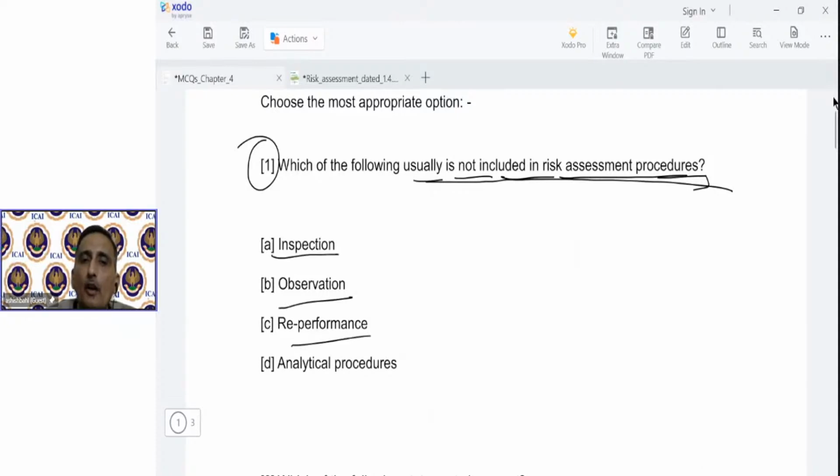I presume that you would be remembering the meaning of all these 4 terms. So inspection. So go by elimination round. Inspection, to see some documents, to inspect some documents, to peruse some documents, to see some control manuals, financial statements. This was inspection. Now this should be in a fraction of seconds. Now when I am conducting risk assessment procedure, I am assessing risks, so I would definitely be inspecting.